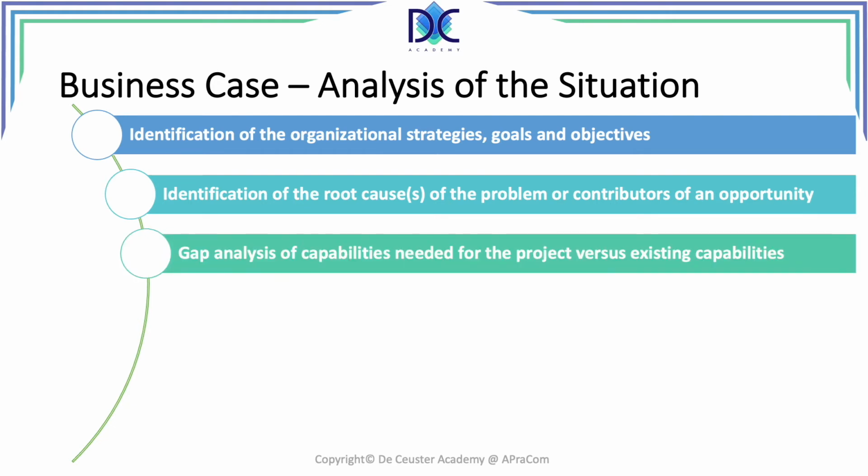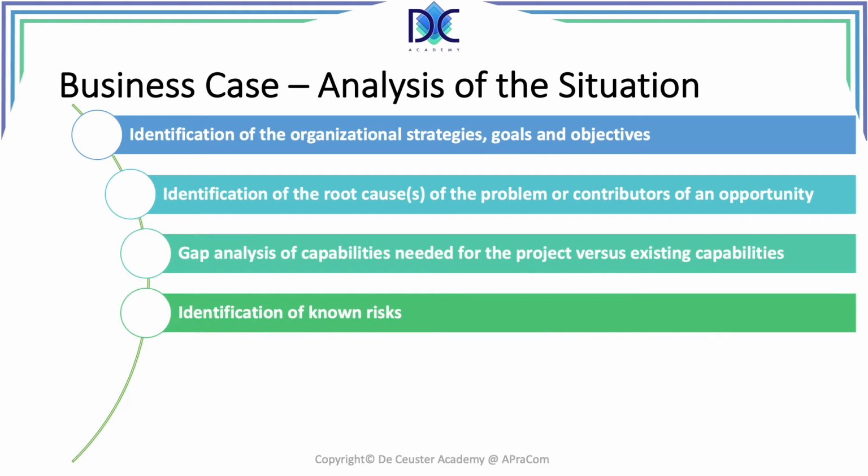There is also a gap analysis between the things we need and what is existing. What are the capabilities we need and what is existing? And that difference is basically showing us what we have to realize in order to comply, in order to realize this business case. We have an identification of known risks. What are the risks that we understand at this moment?